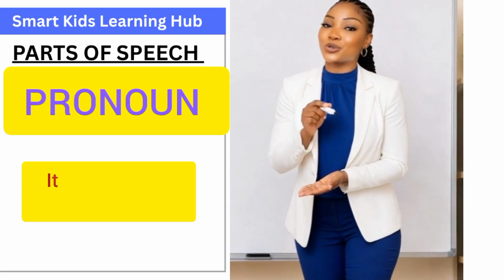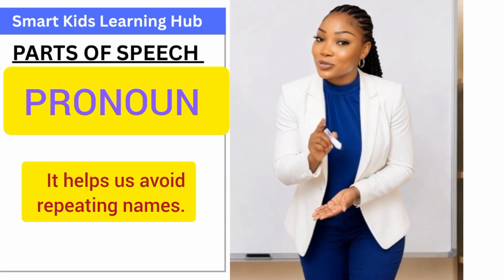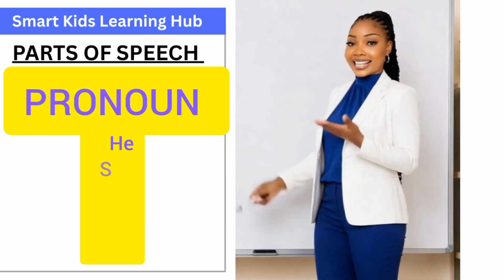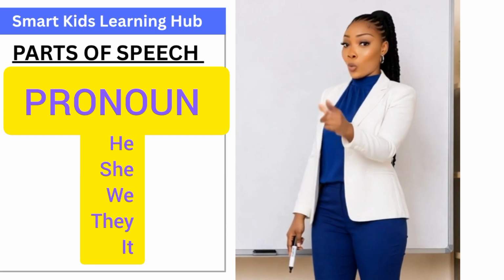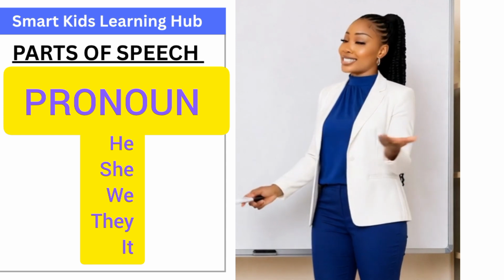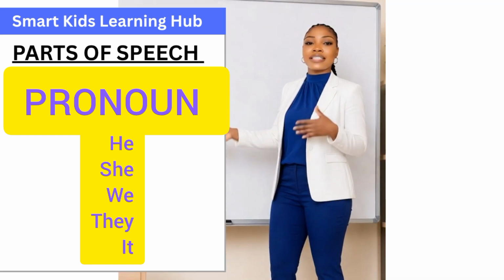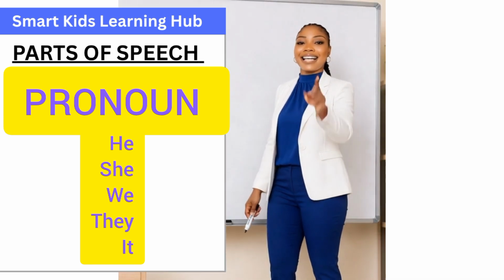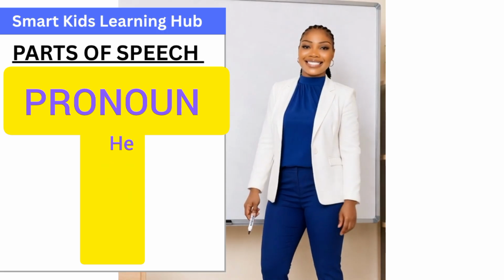A pronoun is used instead of a noun. It helps us avoid repeating. For example, words like he, she, we, they, or it are all pronouns. So instead of saying John again and again, we can say he. This makes our sentence easier to say.